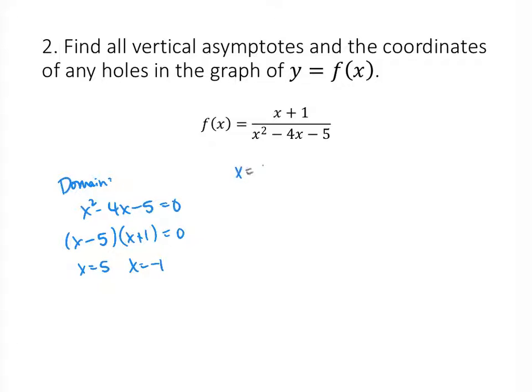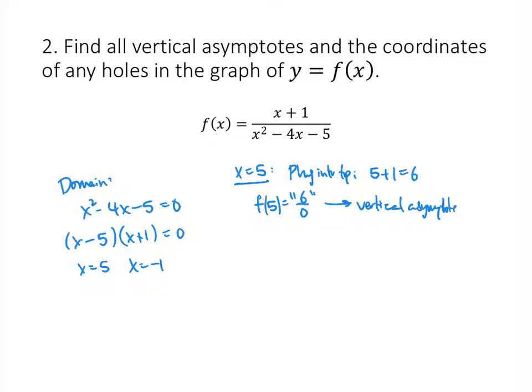Let's start with x equals 5. We plug this into the top. And when we plug it into the top of the fraction, we get 5 plus 1, which is 6. So again, that means that f of 5 is, again putting it in quotation marks, 6 over 0, and that means that we have a vertical asymptote. Now when we test x equals negative 1, when we plug that into the top of our fraction, we get negative 1 plus 1, which gives us 0.